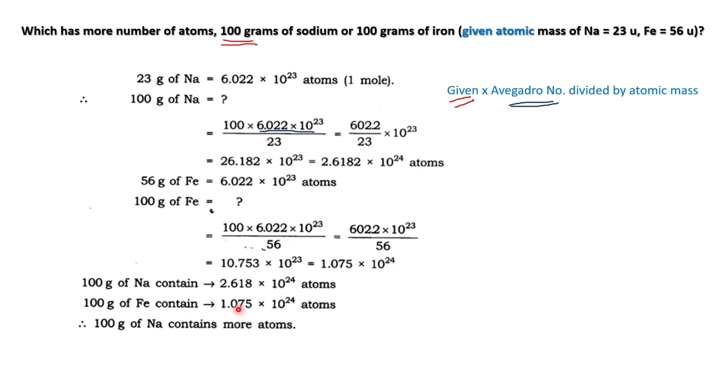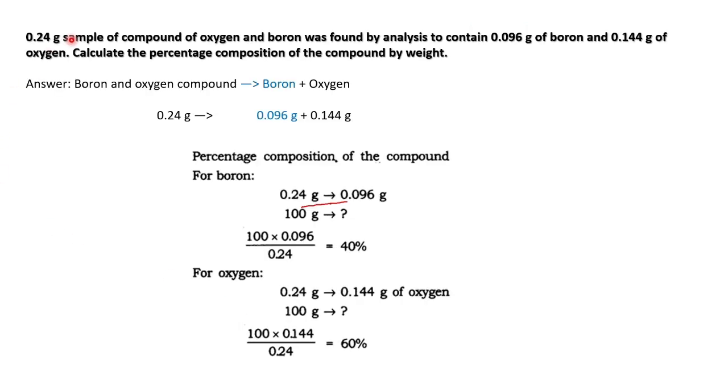Okay, next one. A 0.24 gram sample of a compound of oxygen and boron was found by analysis to contain 0.096 grams of boron and 0.144 grams of oxygen. Okay, understand? The sample weight is 0.24 grams. In that, the boron weight is 0.096 and the oxygen weight is 0.144 grams. The compound weight is 0.24 grams.